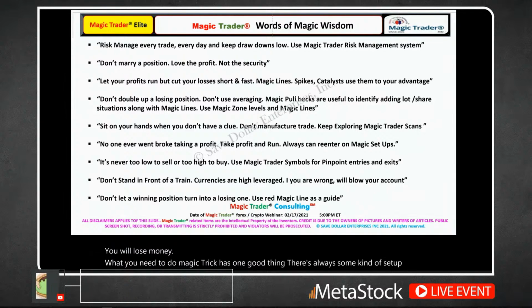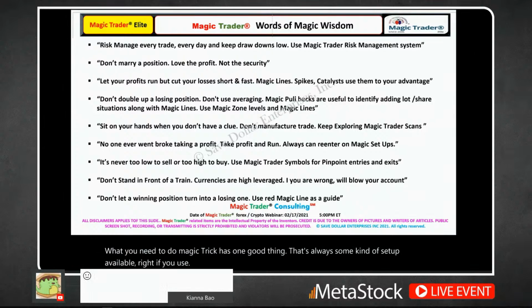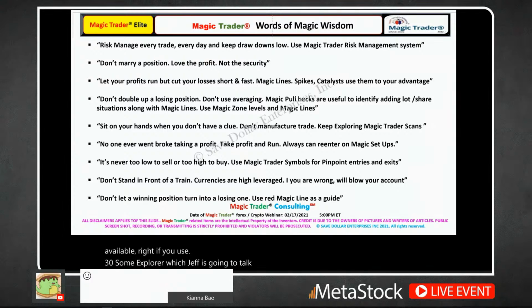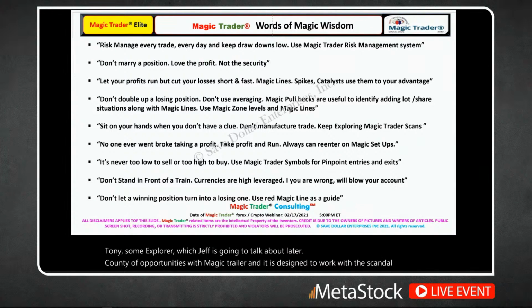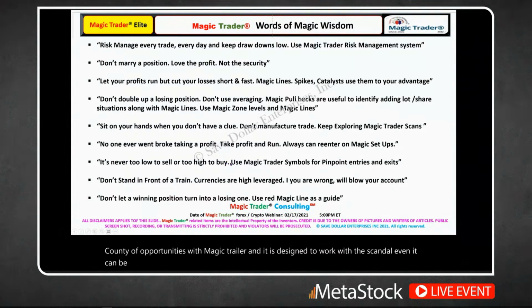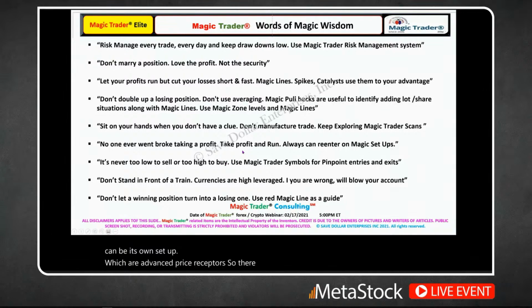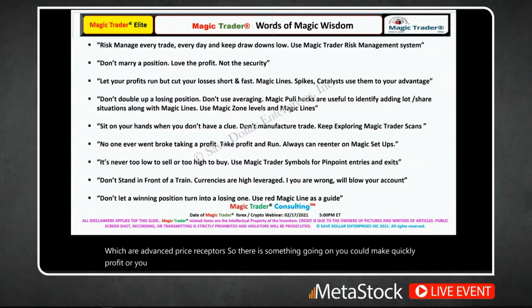If you use the 30-some Explorer, which Jeff is going to talk about later, there are plenty of opportunities with Magic Trader. And it is designed to work with this candle even. It can be its own setup, which are advanced price perceptors. So there is something going on. You could make a quick profit, or you lose too if you don't know what you're doing.